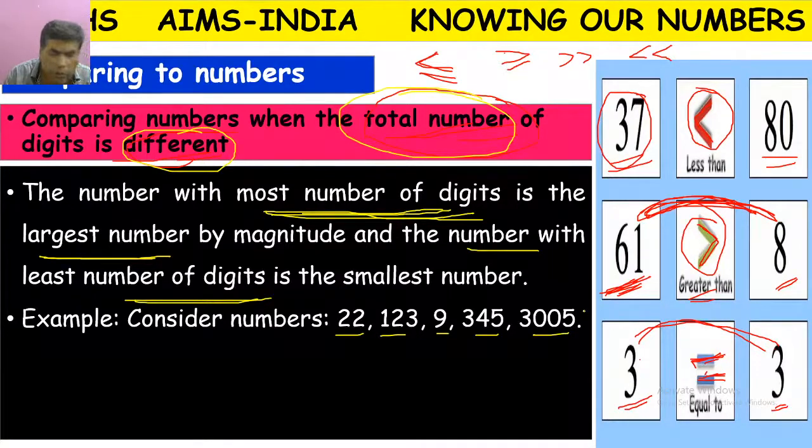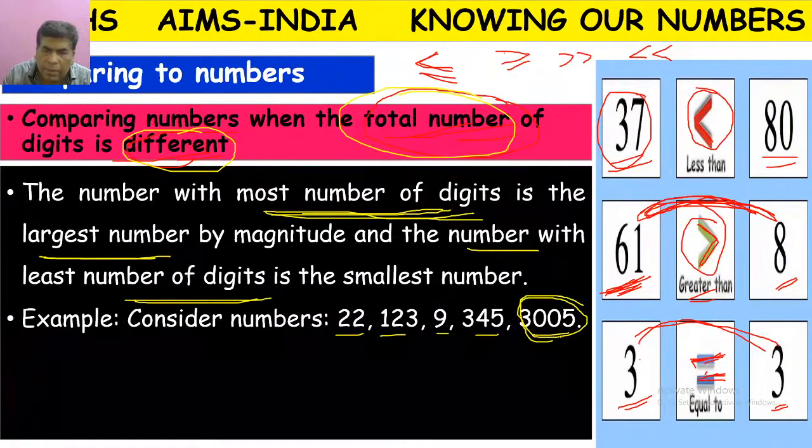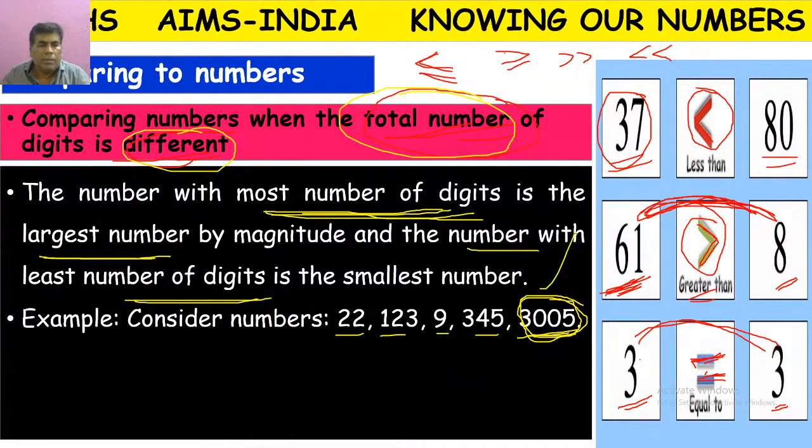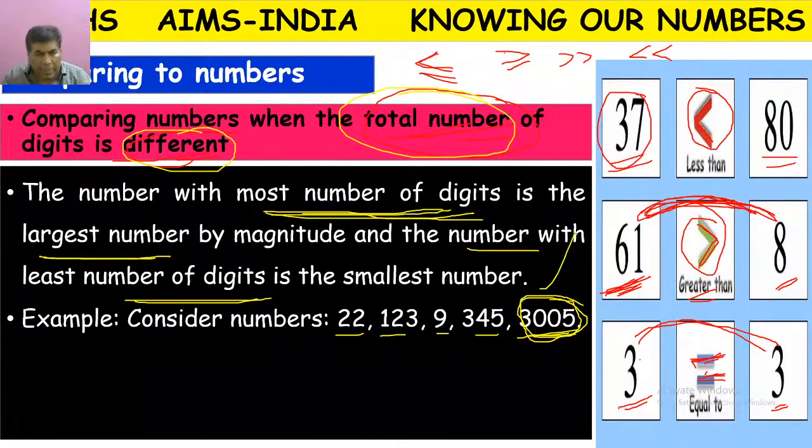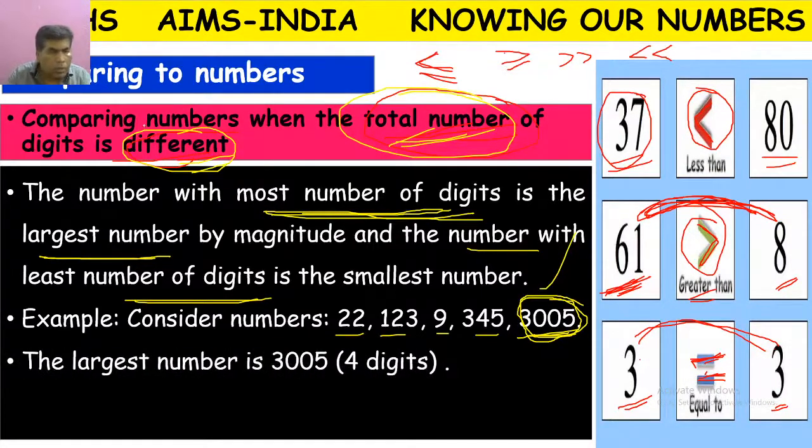Very good. Many of you have given the answer 3005, because compared to all other numbers, this number has 4 digits, so this is the largest number. Just by seeing the number of digits, we can compare the numbers easily. So here the largest number is 3005 because it has 4 digits. What is the smallest number out of the 5 numbers? Come on, guess the smallest number.